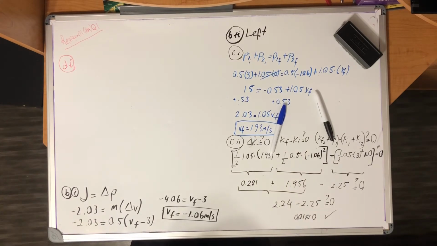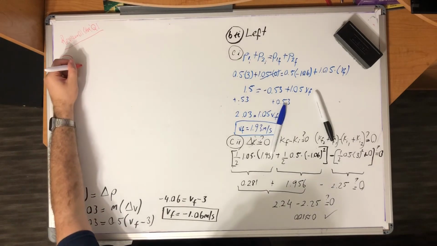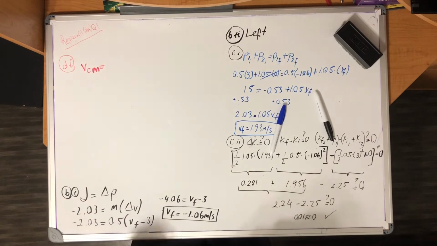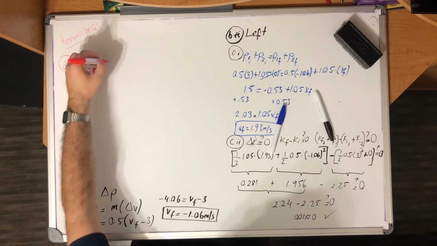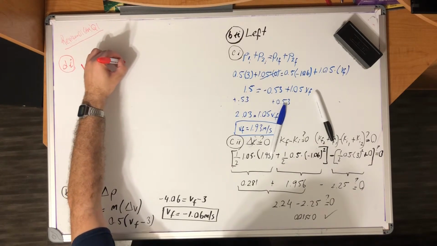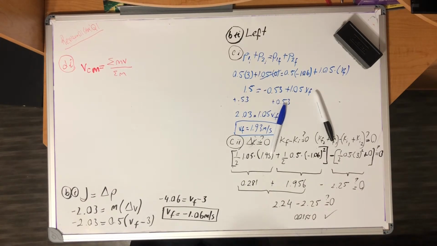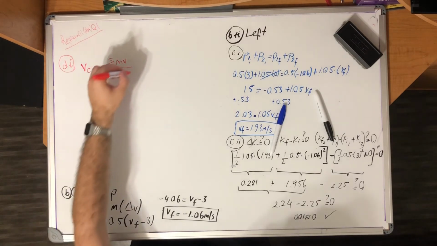So they're asking for the speed of the center of mass. The velocity of the center of mass is given as total momentum divided by total mass of the system. Total momentum of the system means m1v1 plus m2v2, and total mass means m1 plus m2.